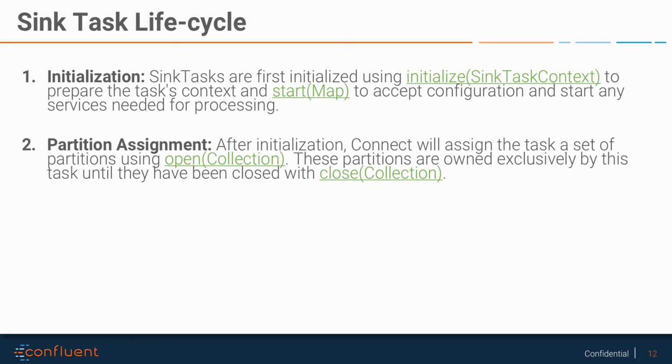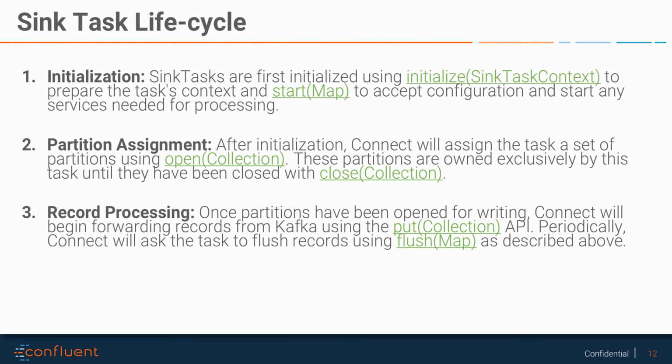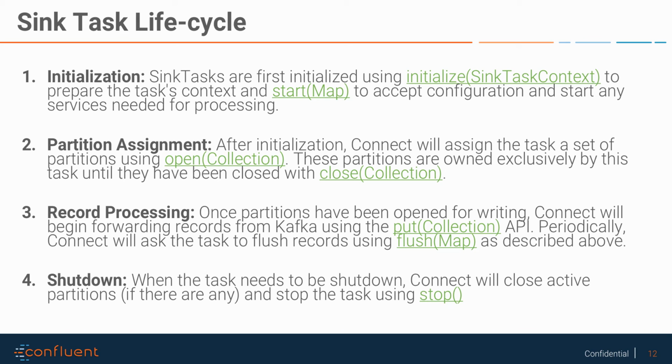This will happen automatically in the event that a Connect worker process fails or that the Kafka topics themselves are repartitioned. At regular intervals, the framework will invoke the put method to request writing out a collection of data records to the target data system. For performance reasons, some sink connectors may delay committing these records all the way to the external data system. The flush method is invoked by the framework to ensure that all the delivered data has been committed. The task may be shut down completely by a call to close, followed by a call to stop.